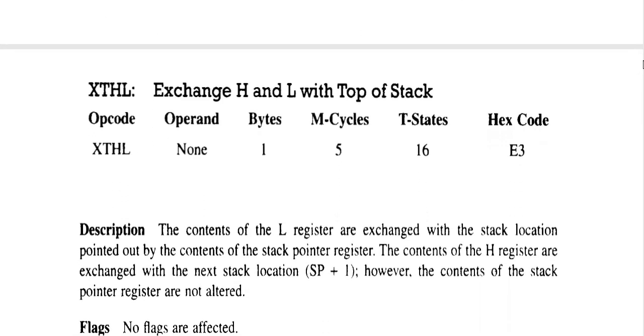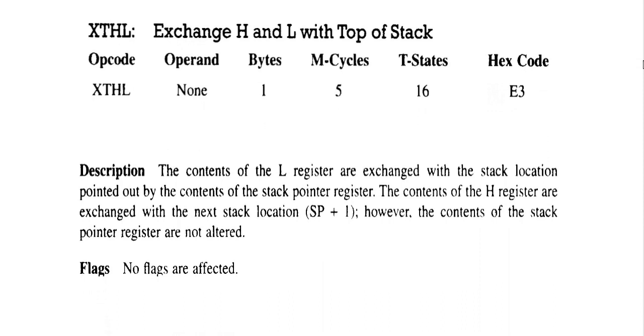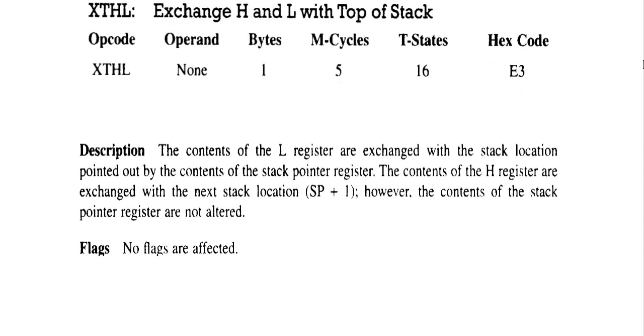Now XTHL. If we talk about machine cycles for this instruction, it is difficult to tell how many it has, but by a little trick we can find out. For example, it is a 1 byte instruction, so we can say at least 1 machine cycle it has, that is opcode fetch. But it has 5 machine cycles, so it is very difficult to find the other machine cycles. So first of all, we will see what work it is doing.